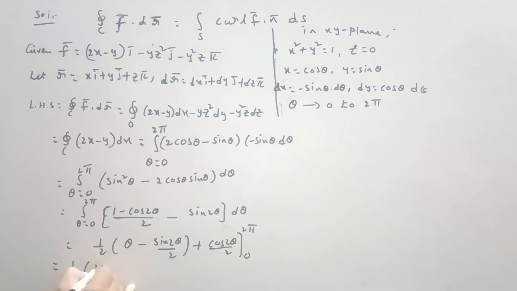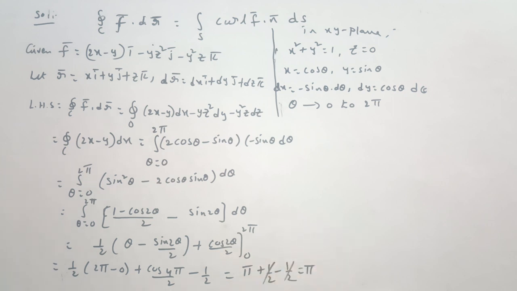1 by 2, 2 pi. Sin 4 pi is 0, plus cos 4 pi by 2. Minus, if I substitute the lower limit 0, sin 0 is 0 and cos 0 is 1, I get 1 by 2. If I simplify this, the 2 and 2 get cancelled, leaving pi. Cos 4 pi is how much? Plus 1, so plus 1 by 2, and here minus 1 by 2. Plus 1 by 2 and minus 1 by 2 get cancelled.